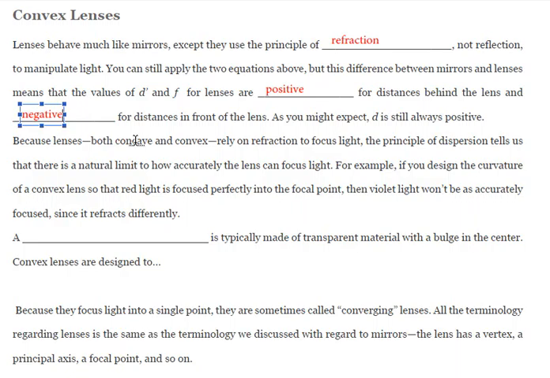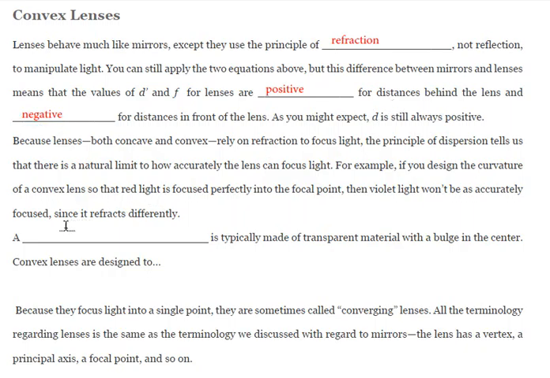So lenses, both concave and convex, rely on refraction to focus light. The principle of dispersion that we talked about a little while ago tells us that there's actually a limit on how accurately a lens can focus light. So if you design a convex lens so that red light is focused exactly where you want it to be, then you've thrown off the ability to focus the violet light exactly in the same spot. So since it refracts differently, you can't ever get all visible wavelengths to be focused perfectly.